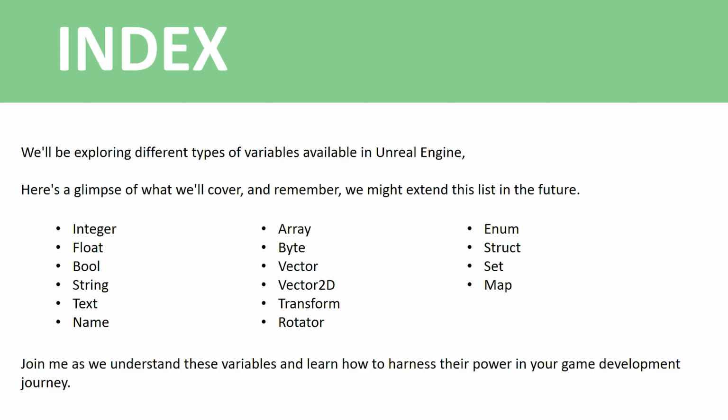Here's a sneak peek at what we'll cover, keeping in mind that this list may expand in the future. Integer, float, boolean, string, text, name, array, byte, vector, vector 2D, transform, rotator, enum, struct, set, maps. Expect multiple videos dedicated to each of the variable types, covering both Blueprint and C++ aspects. Please note that this list is subject to expansion based on the evolving needs and demands.